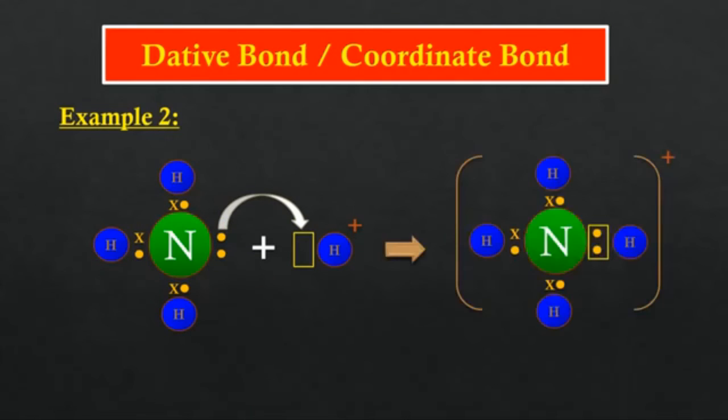In the ammonium ion, the nitrogen atom and all the hydrogen atoms have achieved stable octet and duplet electron arrangement respectively. Ammonia is the donor and the hydrogen ion is the acceptor.